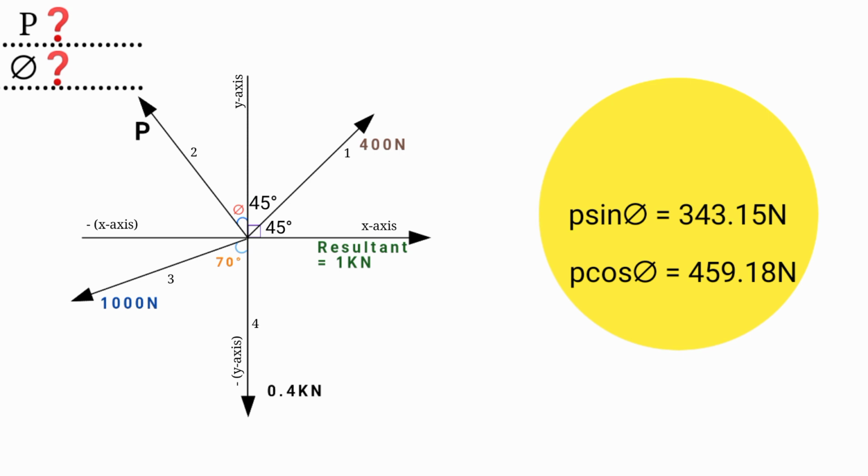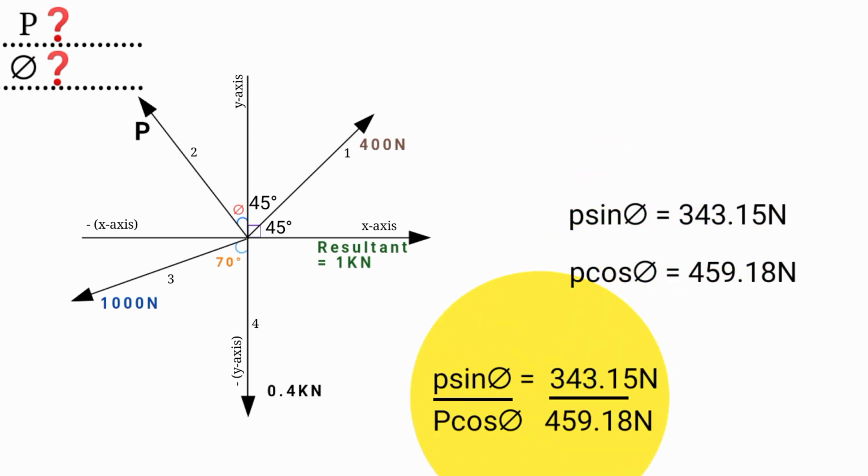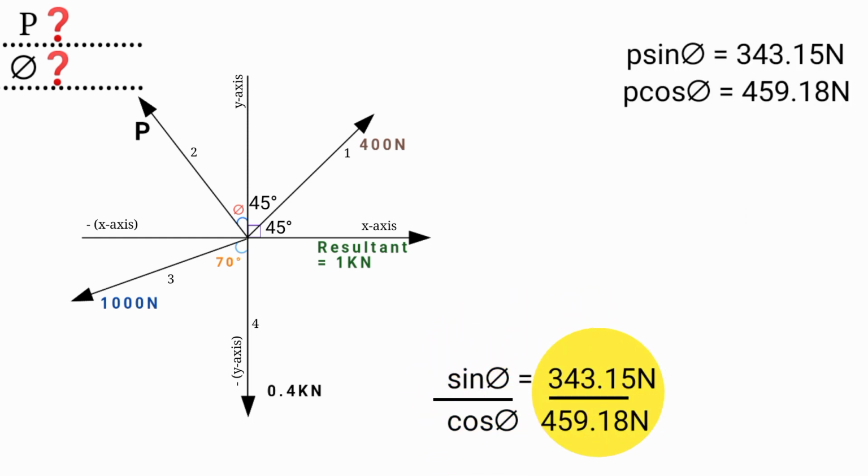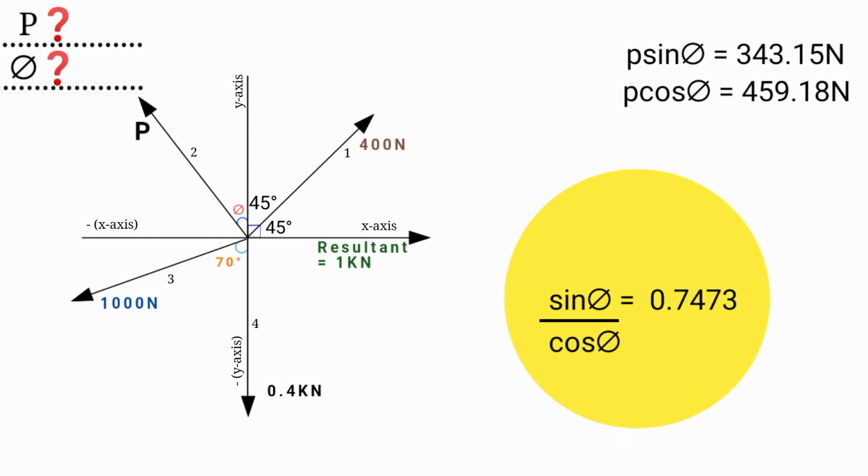So how can we solve for P and theta now? We can solve the two equations simultaneously by dividing this equation here by the second one here. Now dividing, we have P sin theta over P cos theta equal to 343.15 Newton over 459.18 Newton. Here, this P cancels this P here, and here 343.15 Newton over 459.18 Newton is 0.7473. So sin theta over cos theta equal to 0.7473.